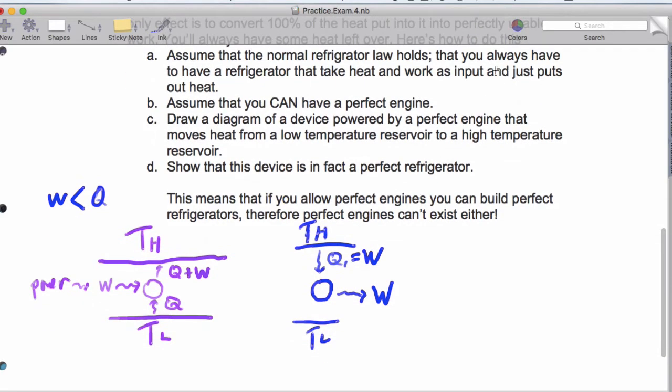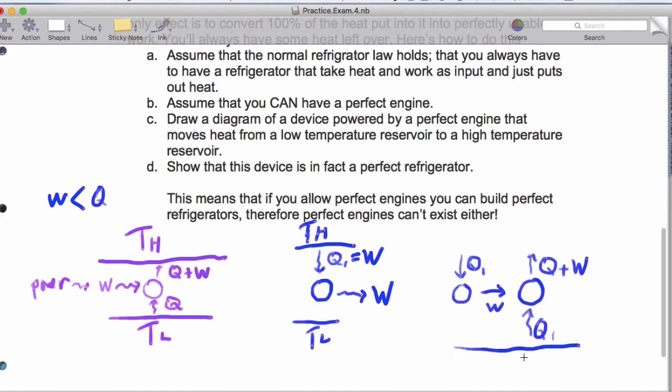Here's the machine I'm going to build. I'm going to take my perfect engine, I'm going to let it put out this work W, and then I'm going to let this work power my refrigerator. Okay? And remember, we're drawing up an amount of heat Q from our low temperature reservoir going into my high temperature reservoir.